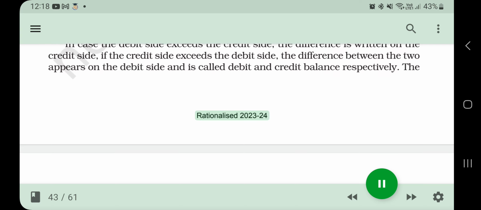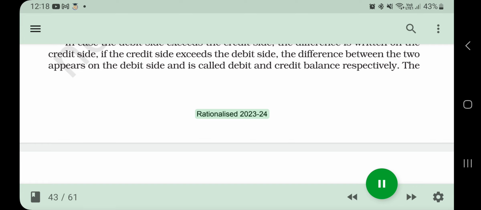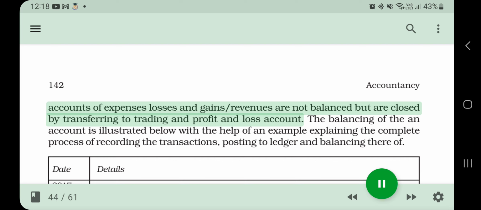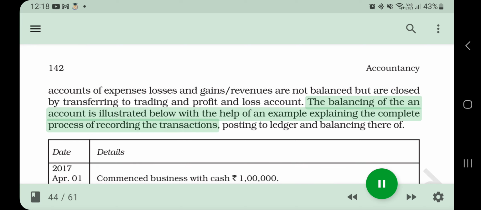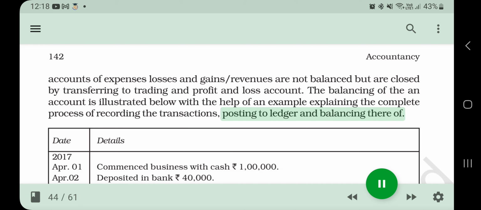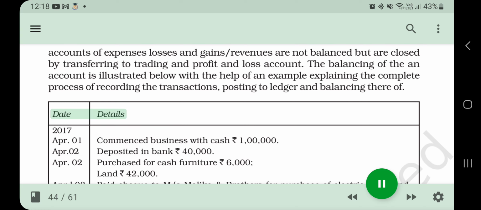Rationalized 2023-24, 142 Accountancy. Accounts of expenses, losses and gains, revenues are not balanced but are closed by transferring to trading and profit and loss account. The balancing of an account is illustrated below with the help of an example explaining the complete process of recording the transactions, posting to ledger and balancing thereof. Date, details.